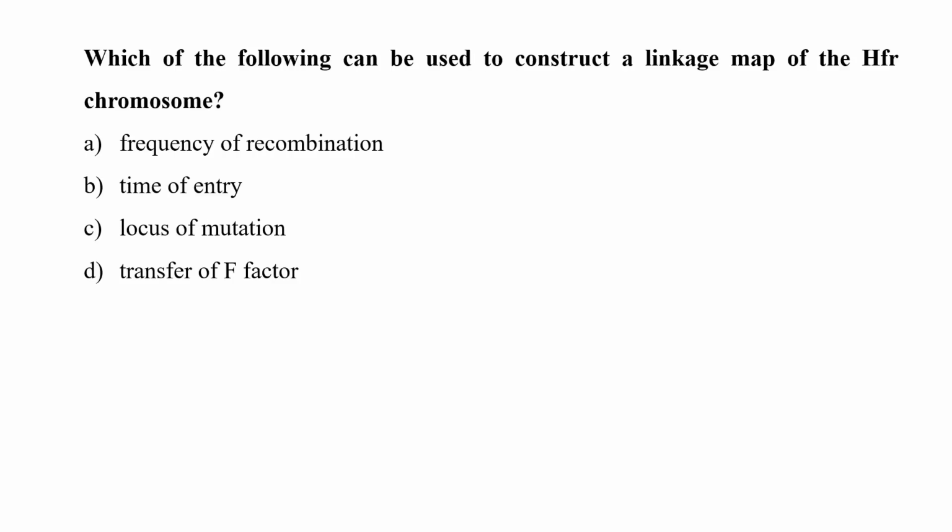Which of the following can be used to construct a linkage map of the Hfr chromosome? Hfr cells have a high frequency of recombination between the F factor plasmid and the main chromosome, generally at certain similar insertion sequences. Each gene enters the F negative cells at a characteristic time, and hence a linkage map can be constructed using the time of entry as a measure for the Hfr chromosome. So the answer will be option B, that is time of entry.